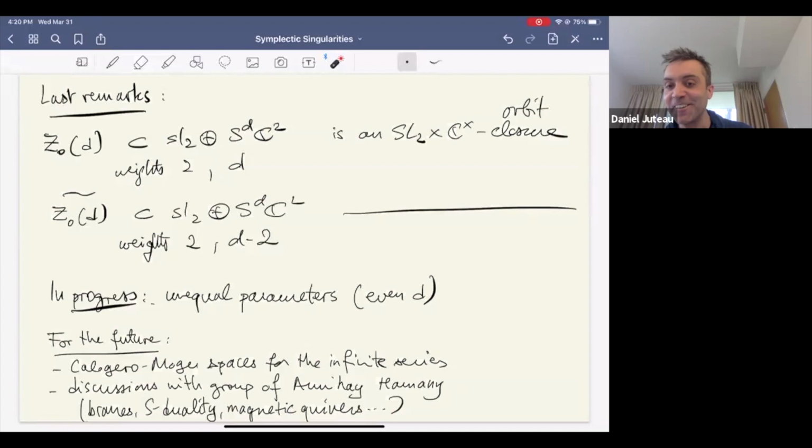I really hope to learn more about this and to understand symplectic singularities this way. I'm not an expert at all in symplectic geometry, but I find it really intriguing. So I guess I will continue. So I guess I've finished. So thanks very much. And thank you.